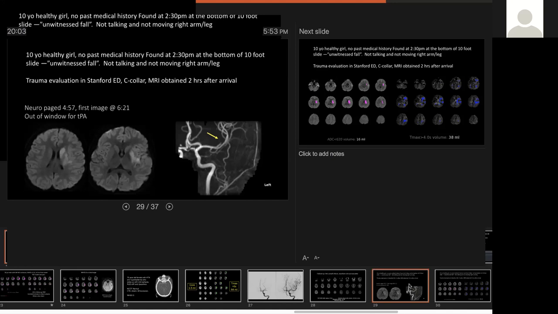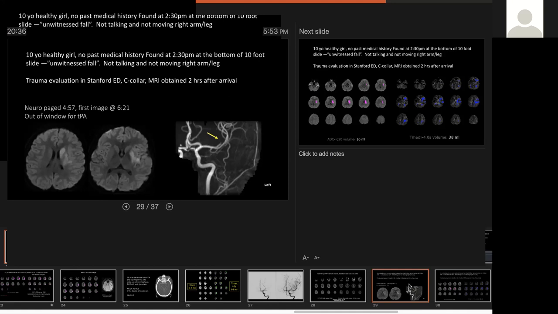So here's a 10-year-old girl, healthy, found at 2:30 p.m. at the bottom of a slide. So described as an unwitnessed fall. She's taken to the Stanford emergency department, and I can tell you that stroke is not the first thing that comes to mind when a 10-year-old who's found at the bottom of a slide comes in. It's some type of trauma, right, that they're thinking of. And a little bit embarrassing to say is that they didn't activate a stroke code for 2 hours, right? They missed that this patient was having a stroke, and that's often the case in kids.